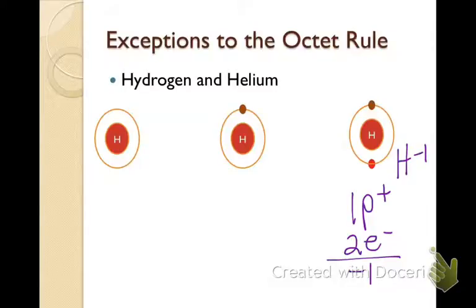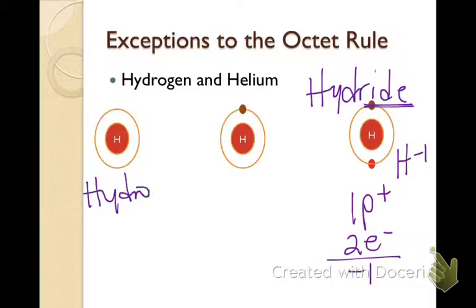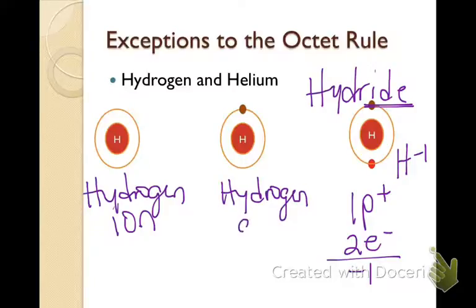Anytime we have that negative charge, an anion, we have to change the name of the ion. So instead of being hydrogen, this is now hydride, the IDE ending. This would still be hydrogen, but we'd call it hydrogen ion. You need to make sure the ion is in there. And this is just the hydrogen atom. So make sure you know the difference between the ion, the atom, and anytime it ends in IDE.